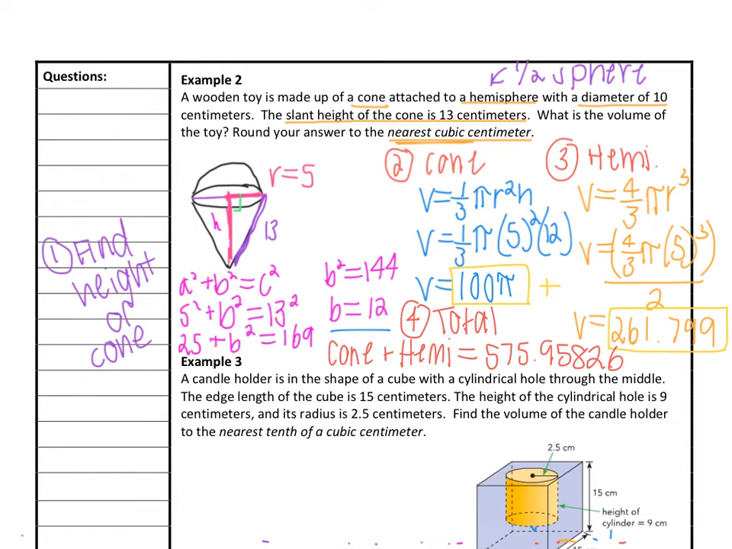So that looks wonderful. However, again, it says round to the nearest cubic centimeters, meaning I don't want any decimals in my answer. I am so out of room. Hopefully you have some space left. I'm going to go way up here in the top left, which I hate doing.